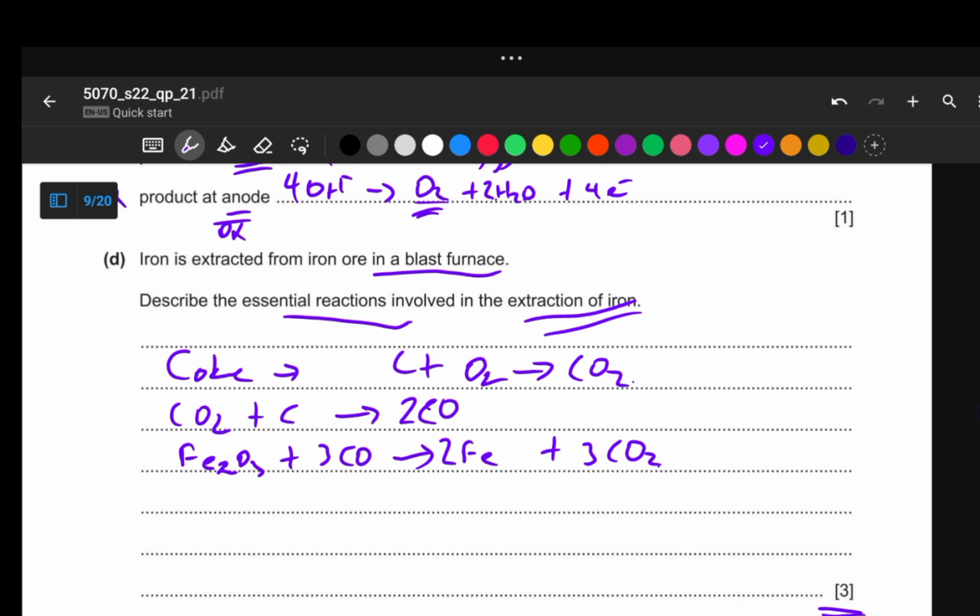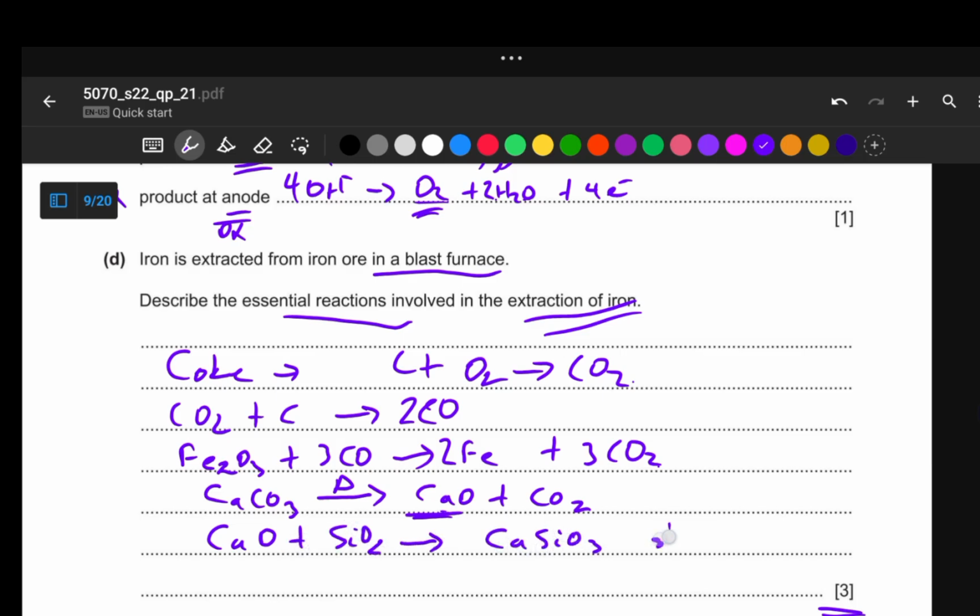And then we also have the decomposition of limestone, which is calcium carbonate. This is the chemical formula for limestone, calcium carbonate. It is going to decompose to give calcium oxide plus carbon dioxide. Then we use the calcium oxide to remove impurities, so calcium oxide plus silicon dioxide gives calcium silicate, which is slag. Are we together? So these are the chemical equations.